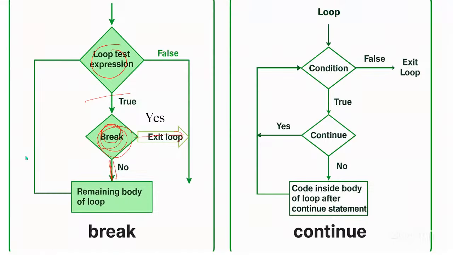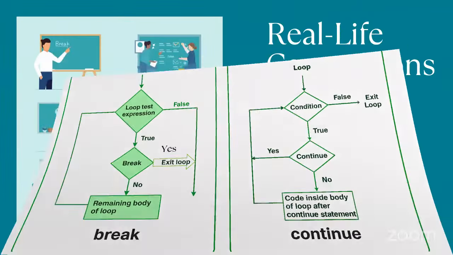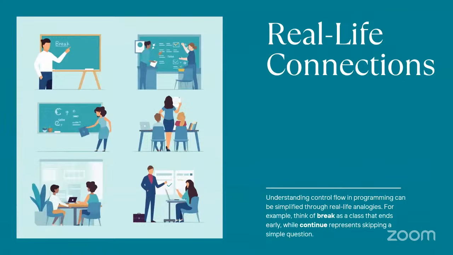So if the condition for break is true, you'll exit the loop. Right? Whereas if you take continue, see what happens. If the condition is false, you'll exit the loop. If the condition is true, you'll go to the iteration. Again, if continue is false, you execute the remaining code. But if the continue is true, you'll go back to the starting of the loop for the next iteration. Okay? So this is the comparison between break and continue.